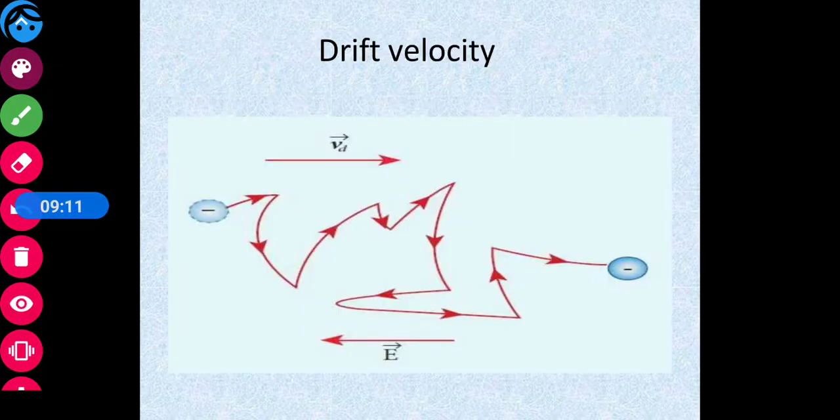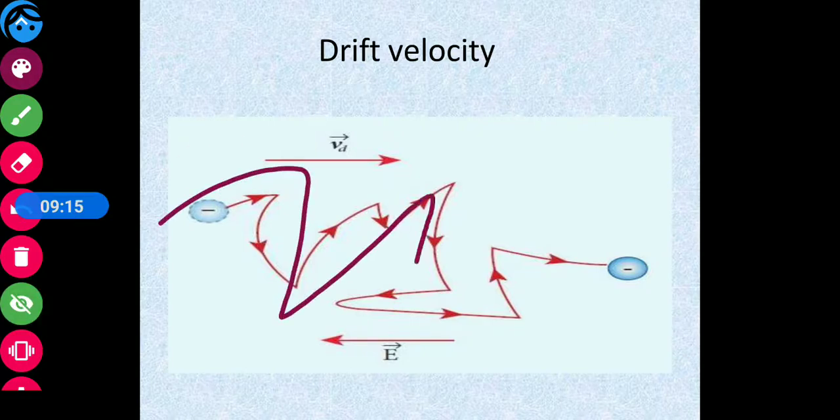So we can say that this electron is moving in a zigzag way.